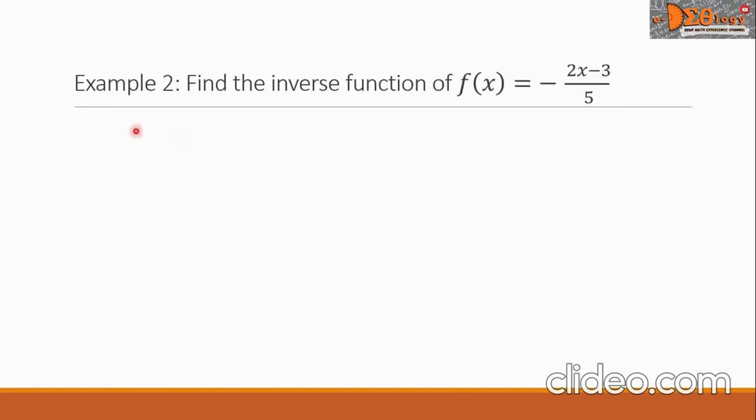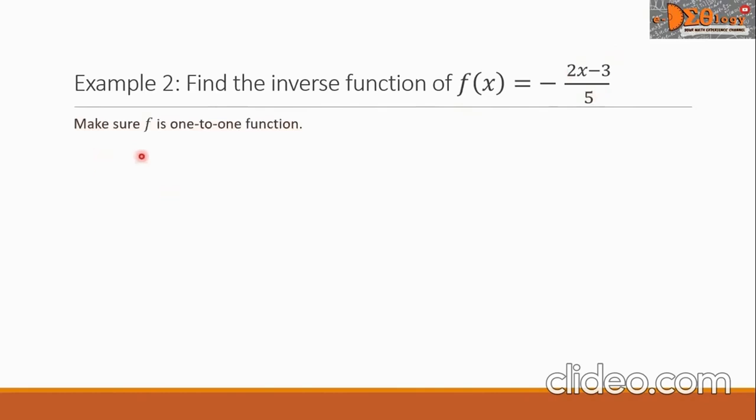Let us have example 2. Find the inverse function of f of x equals the negative fraction, the numerator is 2x minus 3, all over 5.